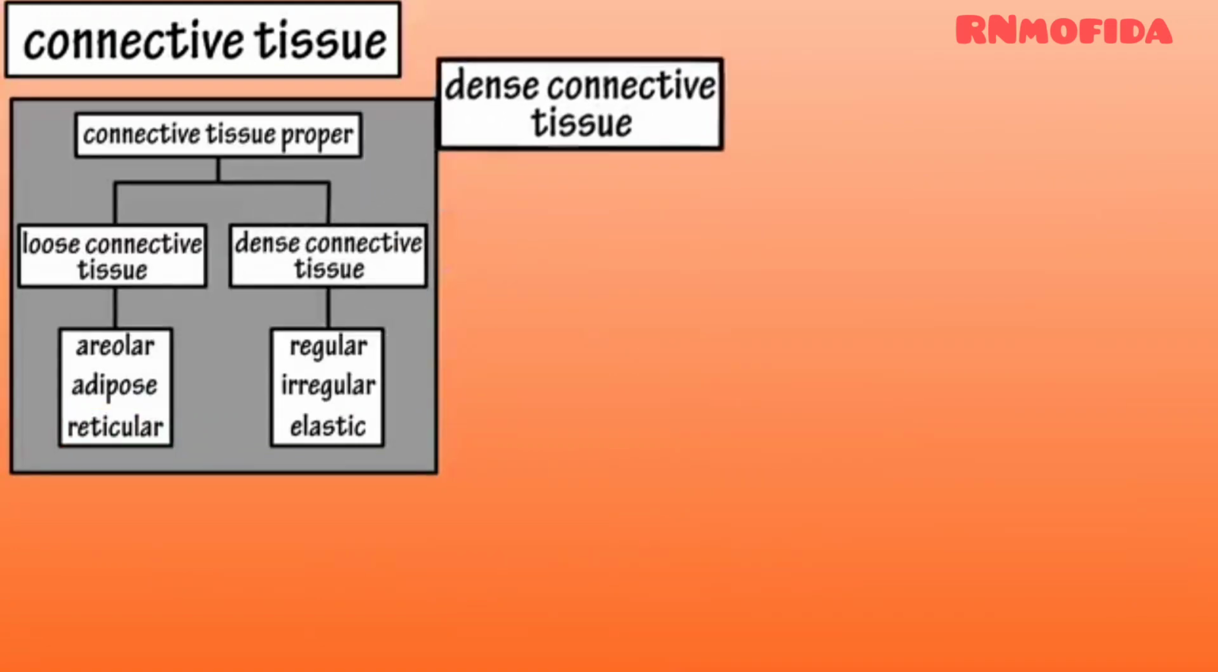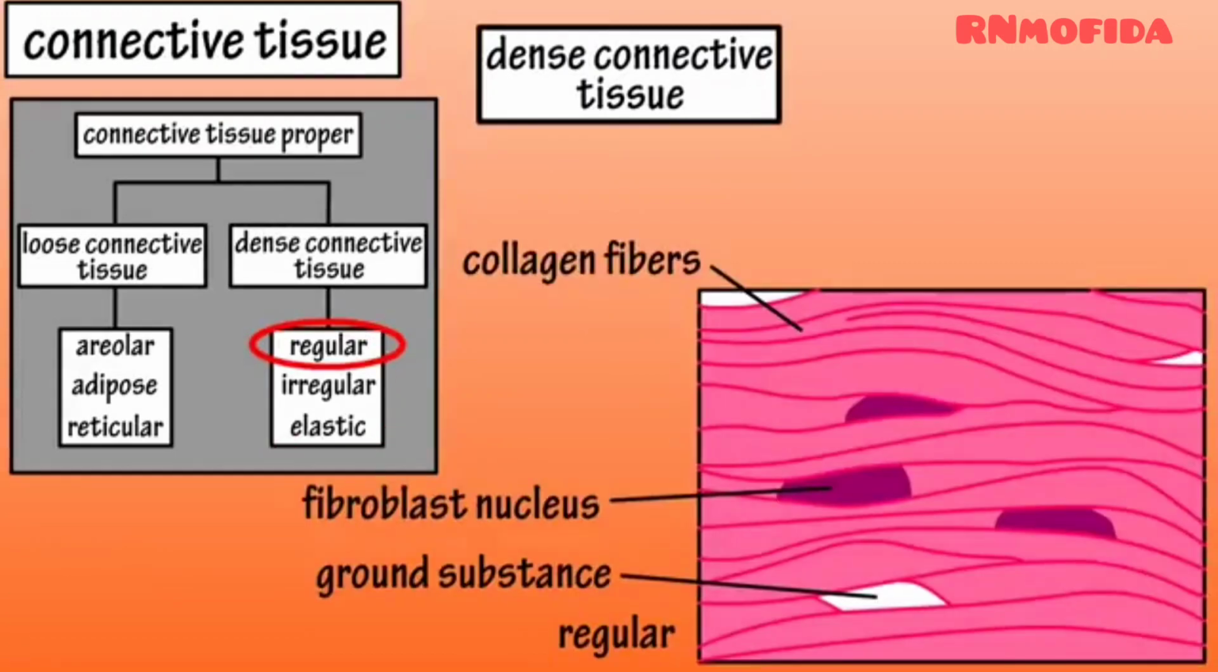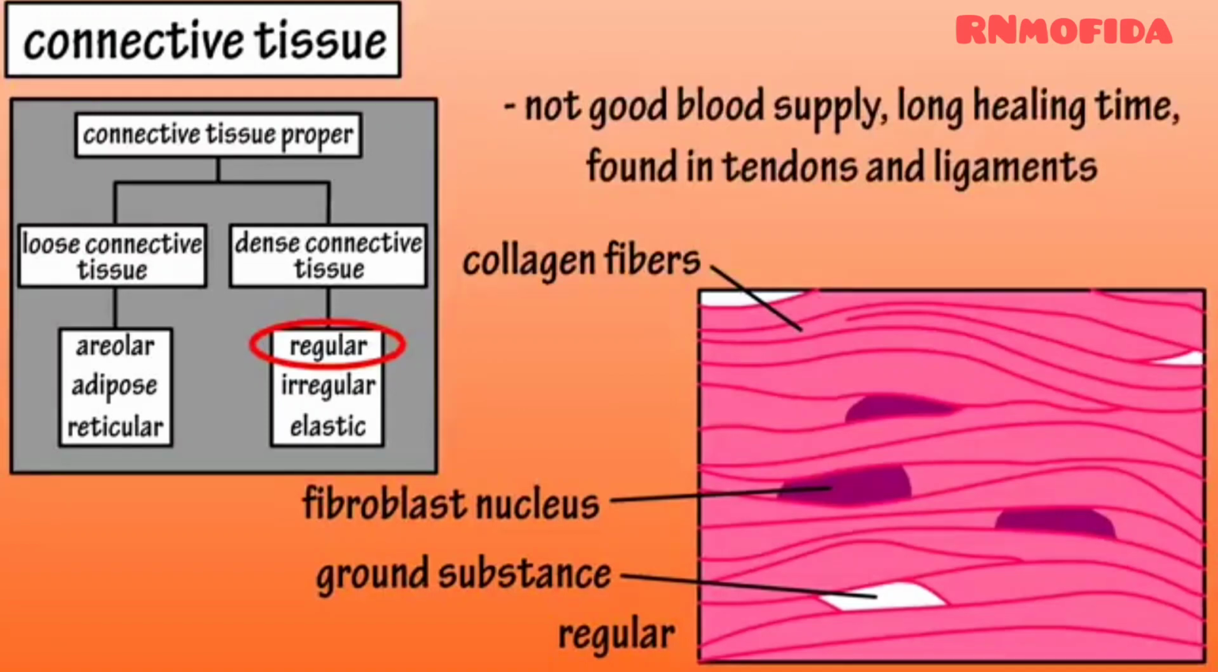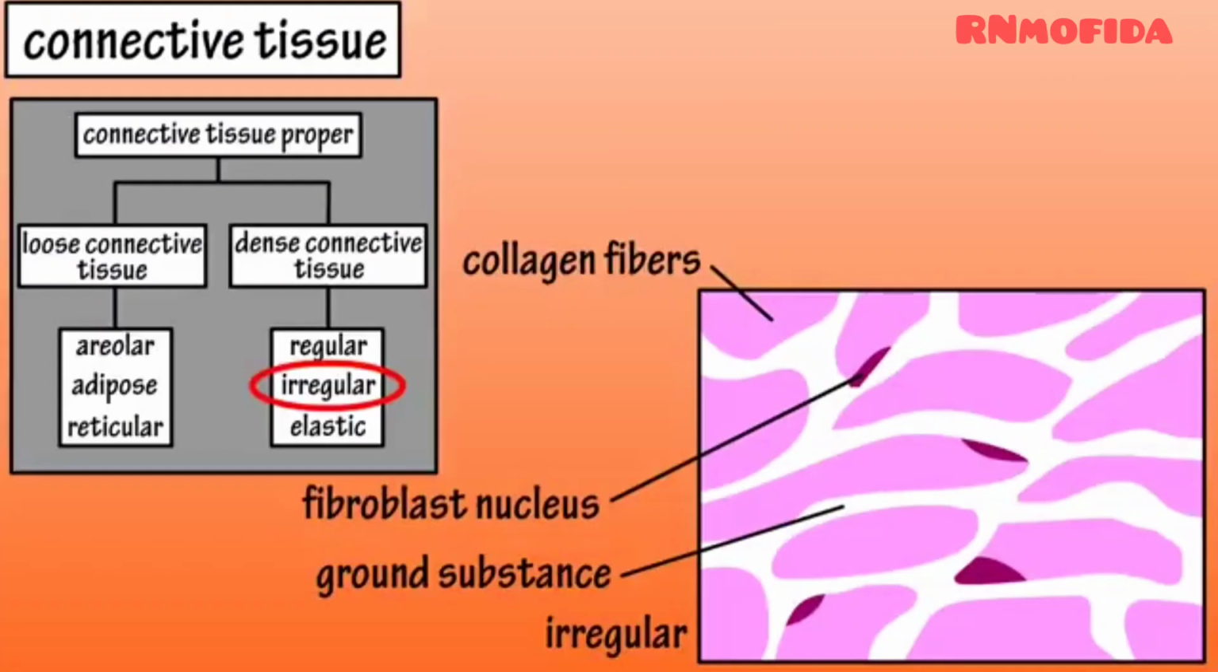Coming to the dense connective tissue, it is again divided into three categories: regular, irregular and elastic. Regular connective tissue has an abundance of collagen fiber. Therefore, it has highly packed collagen fibers, a limited amount of ground substance and fibroblast nuclei present between the fibrous layers. It does not have a good blood supply, so it takes a long time during healing, and it is found in tendons and ligaments.